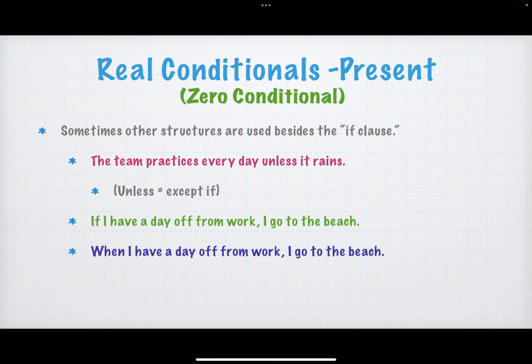Look at these two examples. If I have a day off from work, I go to the beach. Or when I have a day off, I go to the beach. So here I use if and when. Take a minute. What do you think is the difference in using the connecting word if or the connecting word when?